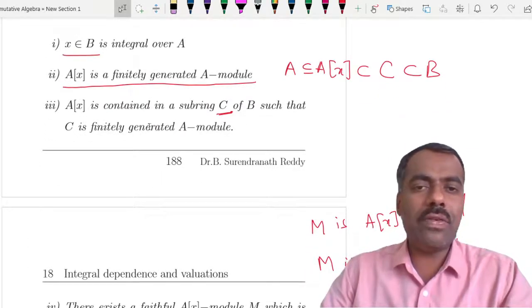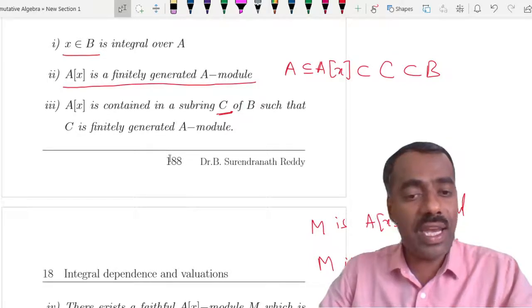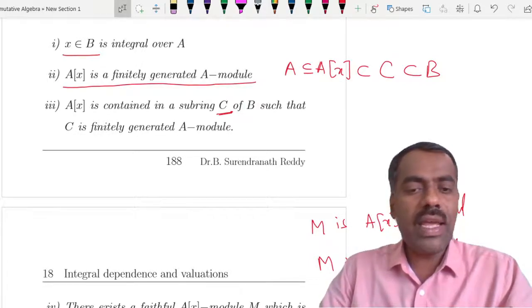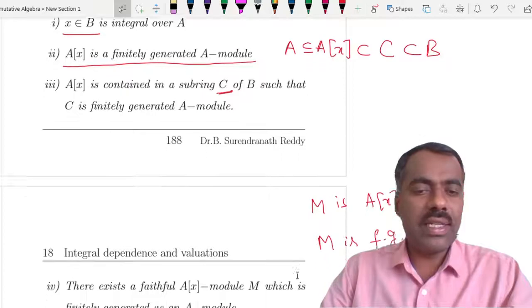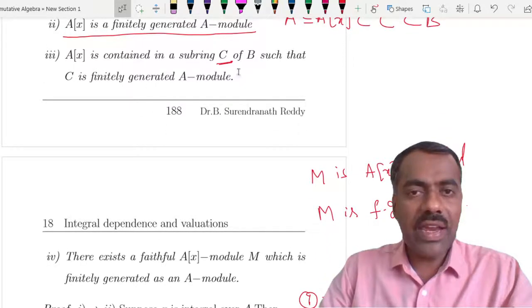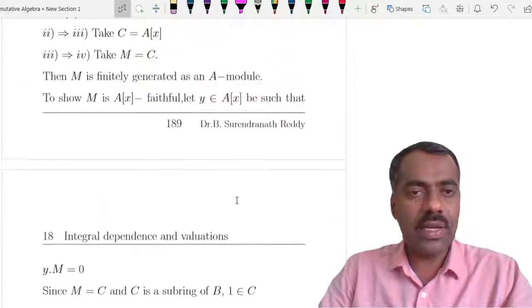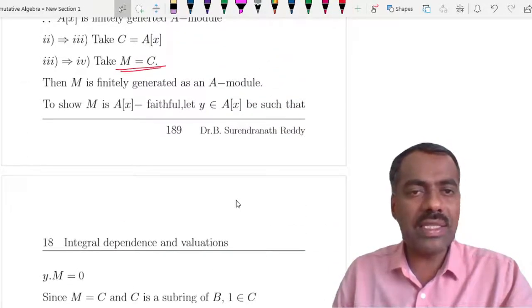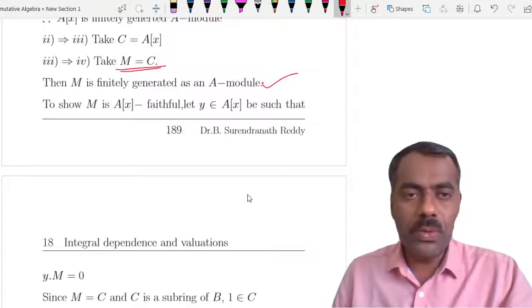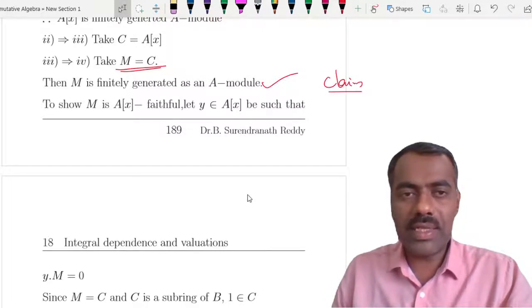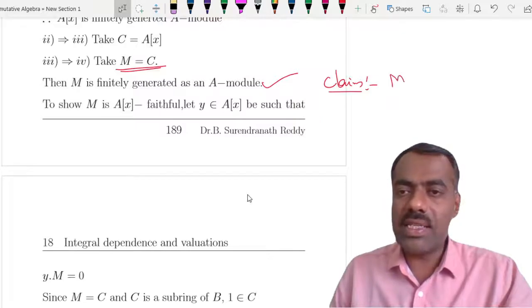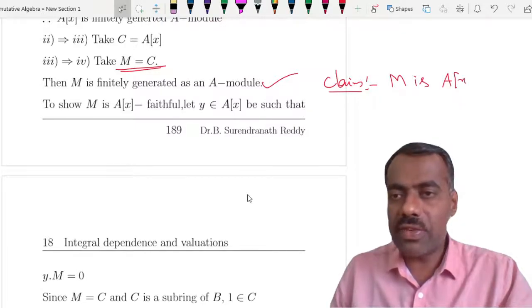3 implies 4. Whenever we have this situation, we want to show that there exists a faithful A[x]-module which is finitely generated. So take our M as C, the subring. Because C is a finitely generated A-module, M is already a finitely generated A-module. What is enough to prove? Our aim is to prove that this M is A[x]-faithful.